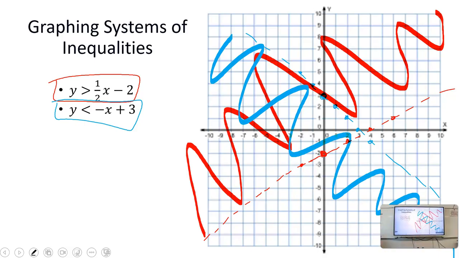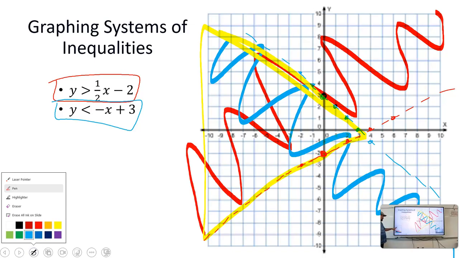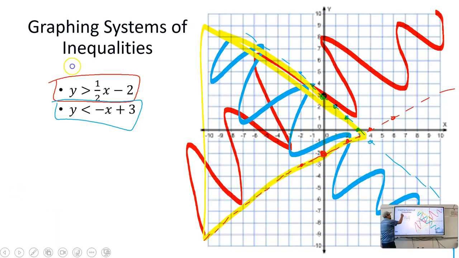Okay, so where do they overlap? It looks like they overlap in this region right here, so anything right there in that yellow region. Let's see, 0, 0 is in that region. Awesome. Let's take a look. There we go. Is 0 greater than -2? Yes, it is. Is 0 less than 3? Yes, it is. Okay, so we did it right. There's our graph.